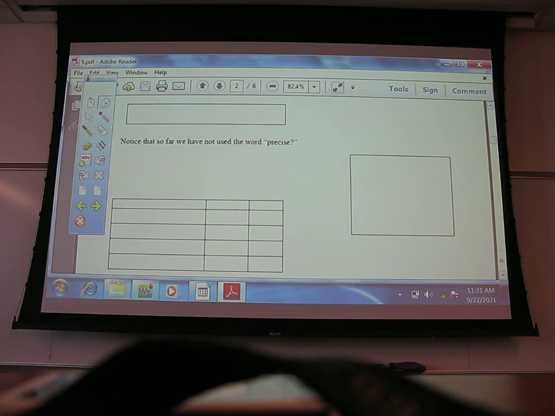So next page. You notice so far we have not used the word precise. Oh shoot. I'm actually going to skip that part too. I'm sorry. If you want, we can come back and do that. Do you guys want to do that next class? I can bring in some rulers and we can measure those. Okay, so we'll do that next part.